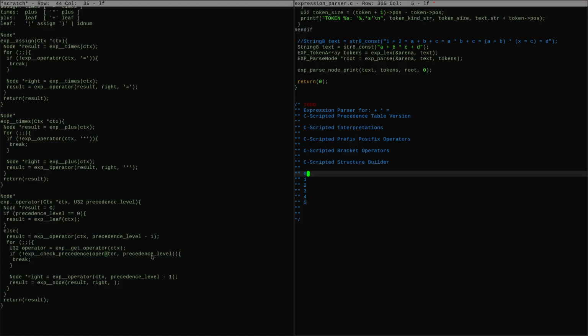So the idea is, if the order of operations here is get a leaf and then figure out what the precedence level of the next operator is, and then parse it accordingly, why are we building out this system where we're subtracting one down through the levels of the stack and then returning up through the stack to find a match?